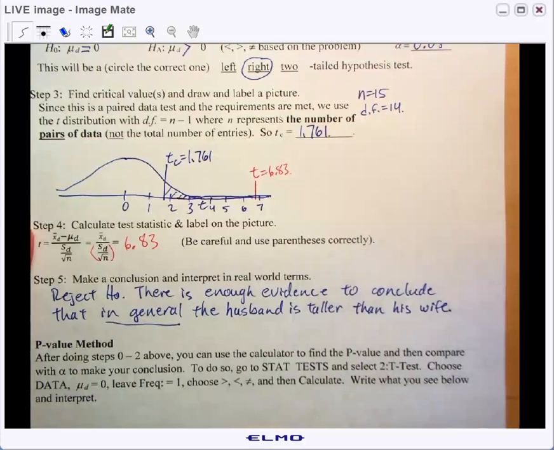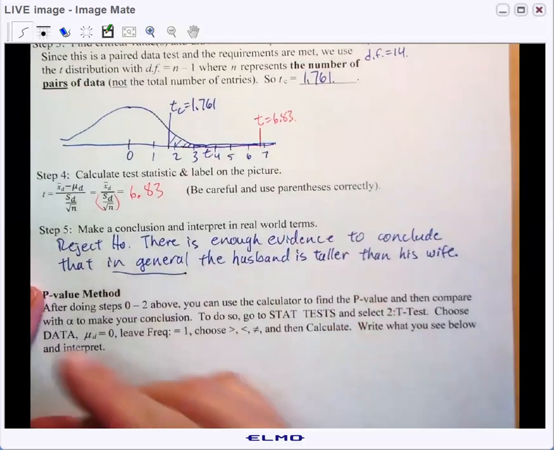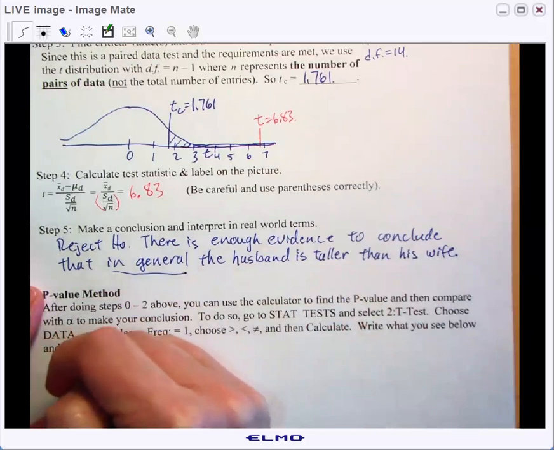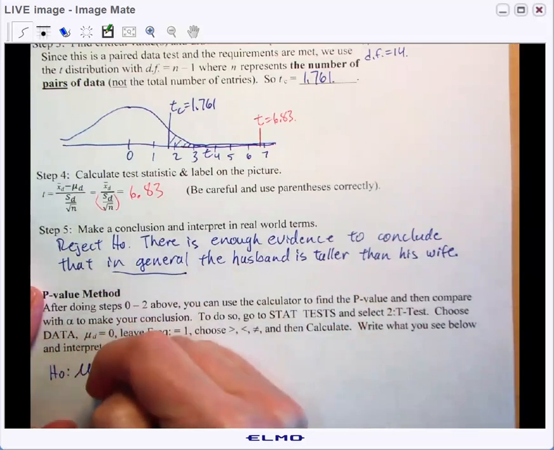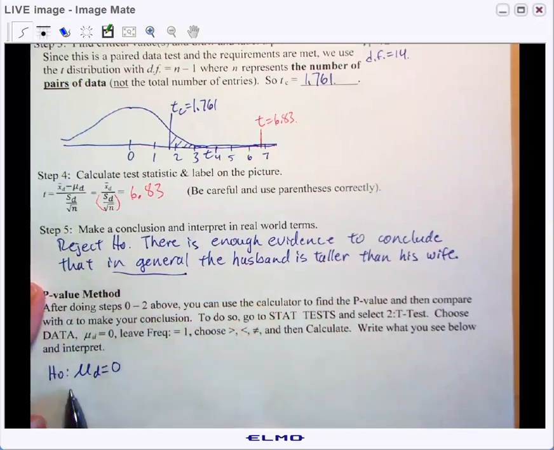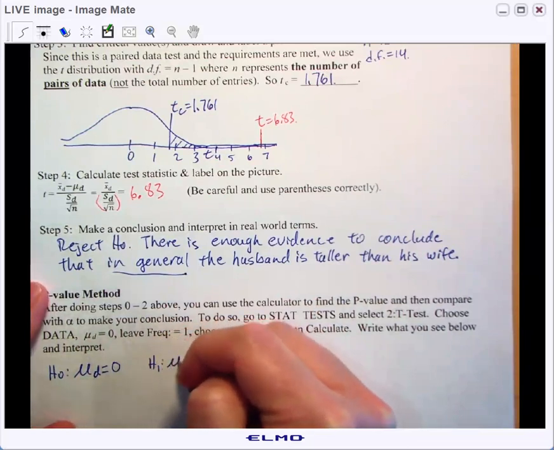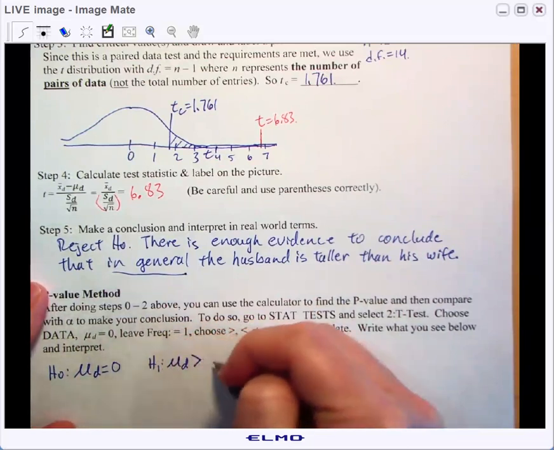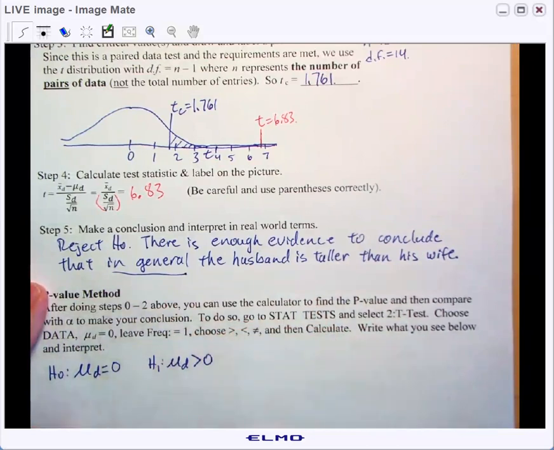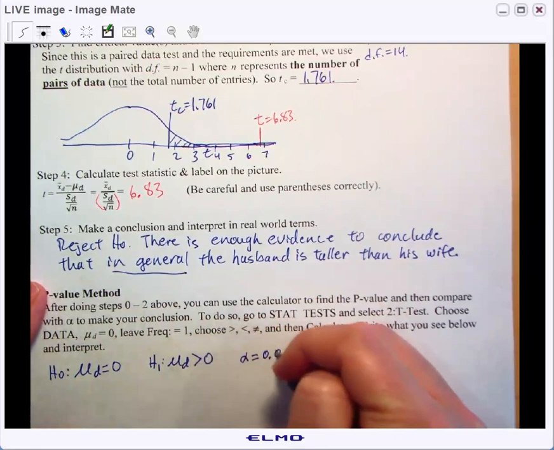We'd set up things very much the same, so let's go ahead and just set up our hypotheses. Since we're dealing with paired data, our null hypothesis is that the average difference is 0. And because we did husband minus wife, we're going to check to see if the average difference is greater than 0. And remember that our level of significance was 0.05.